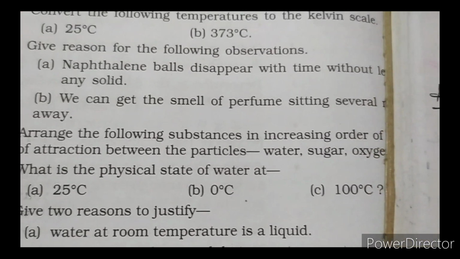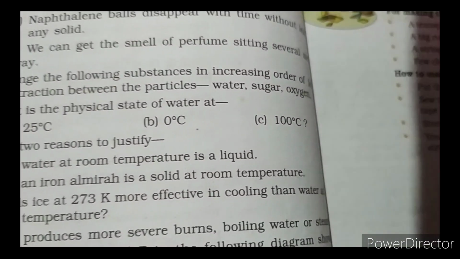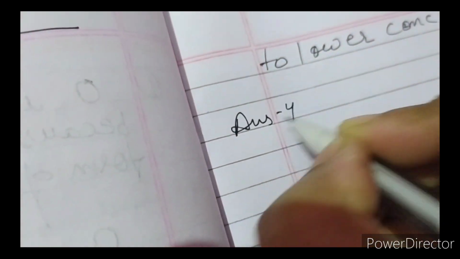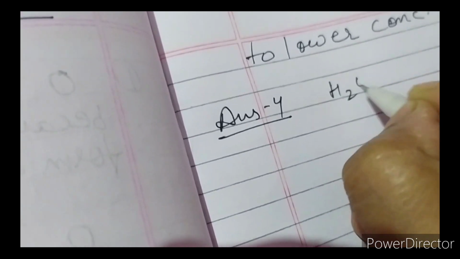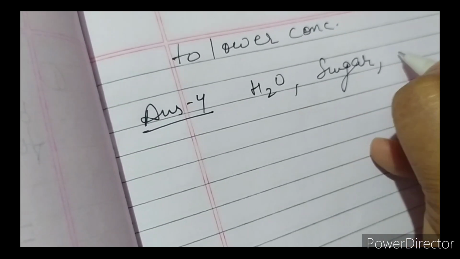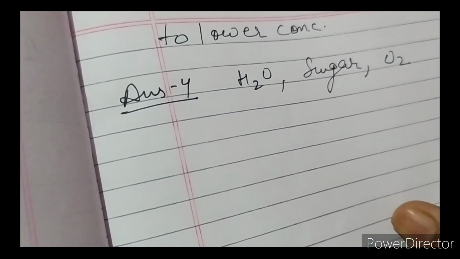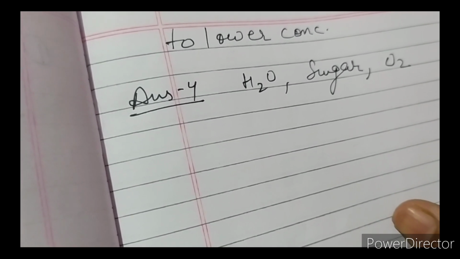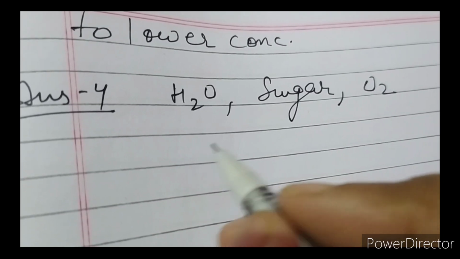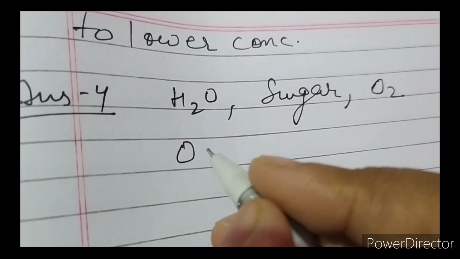Arrange the following in increasing order of the attraction between the particles. So water is a liquid. Answer number 4, you have been given water, you have been given sugar, which is a solid, and you have been given oxygen, which is a gas. Now they have asked you to arrange them in increasing order of the force of attraction. Means the lowest force of attraction substance will be written first, which is a gas. So oxygen will be written first.